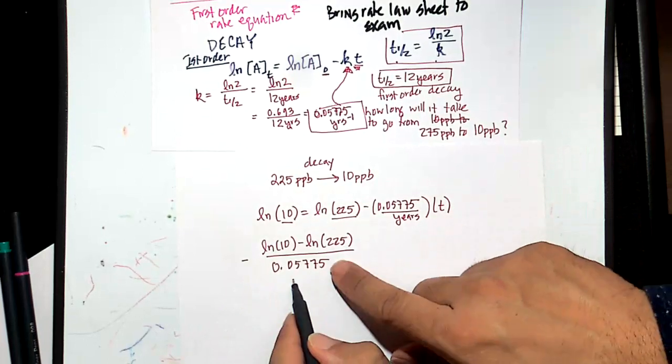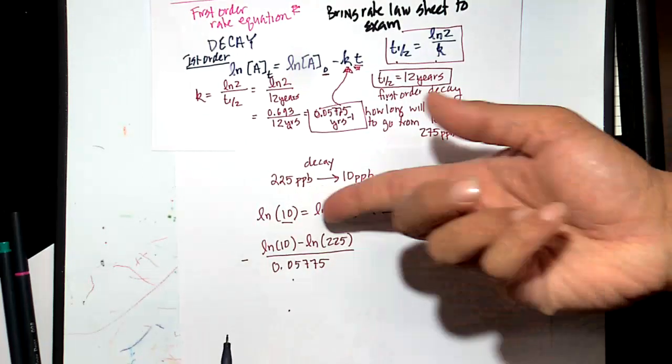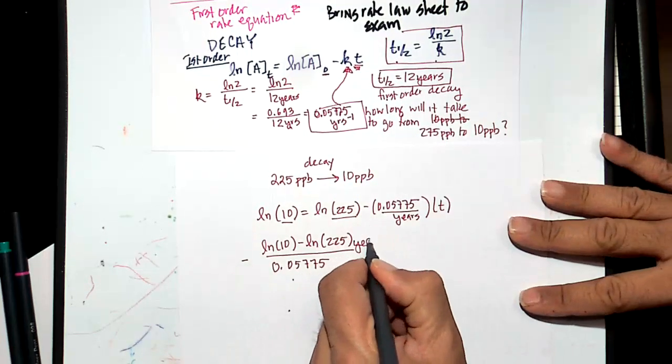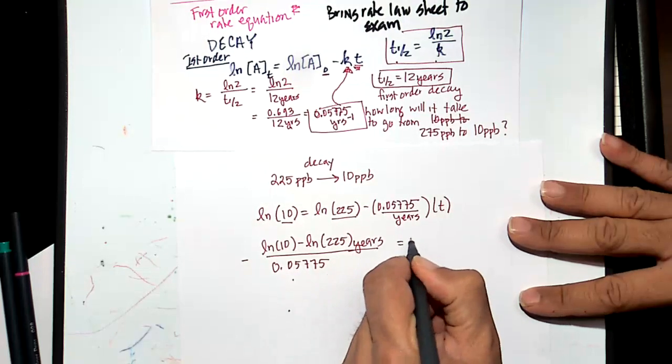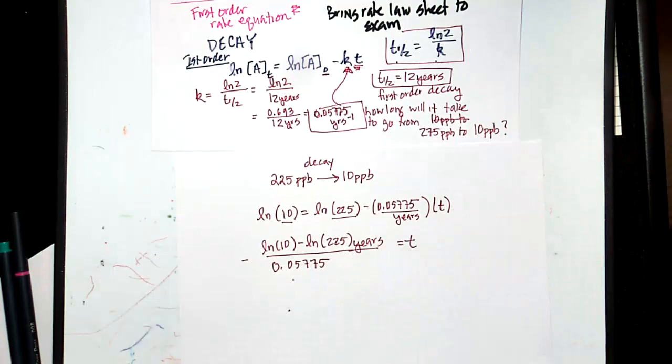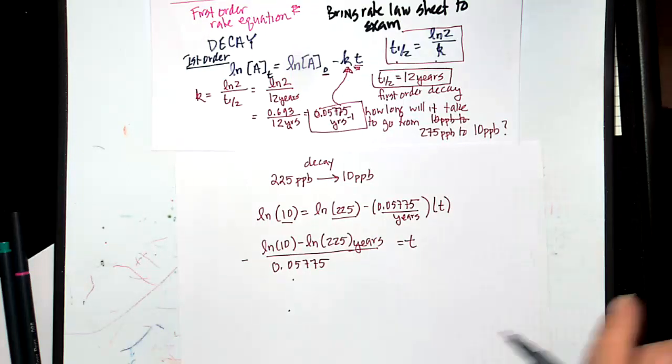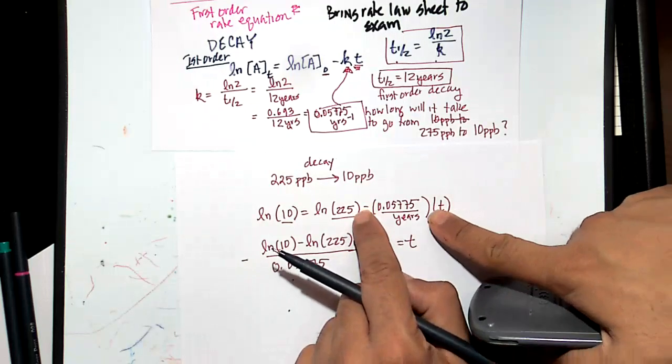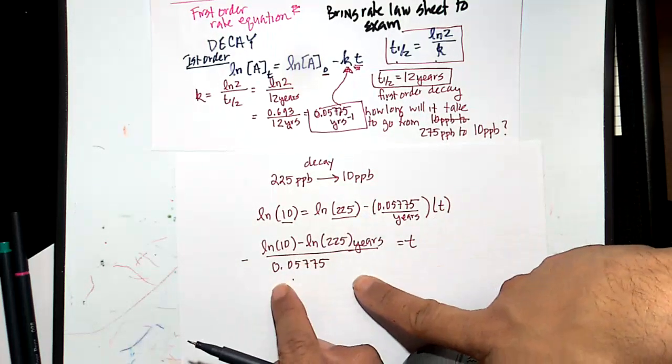Okay, putting that years in the denominator within a denominator flips it back up to the numerator. And whatever this answer is on our calculator will be the answer. All right, so this is the flow through that you'll have to use on your exam for that particular problem. Is that a negative in the front? Yes, because I'm dividing it by a negative 0.05775.